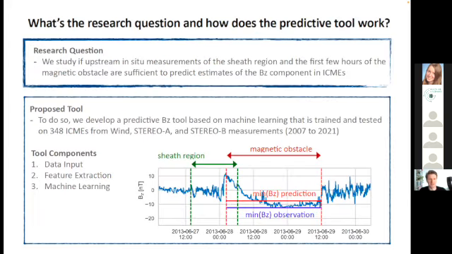So just to summarize quickly again, here you see an overview of the research question we addressed and the tool we used to solve that. The question we try to answer is: can we use upstream in situ information to predict the Bz component in ICMEs? And the tool we developed consists of three main components, namely data input, feature extraction, and the machine learning algorithms. I would like to go a little bit into detail with all these three points.